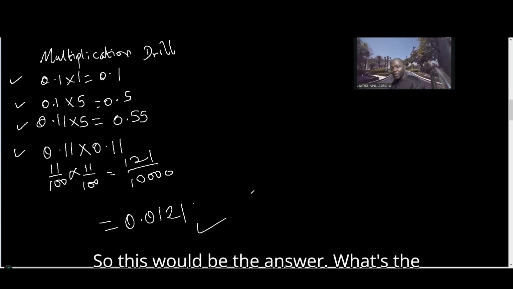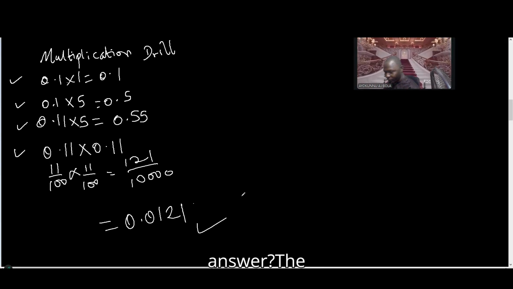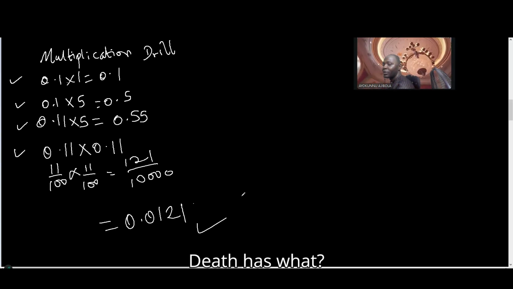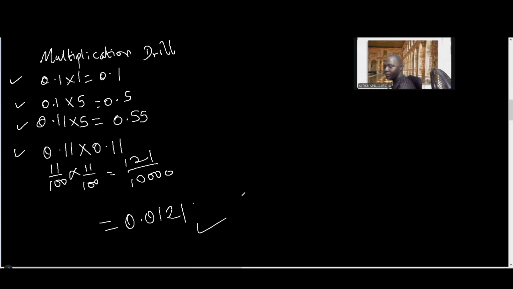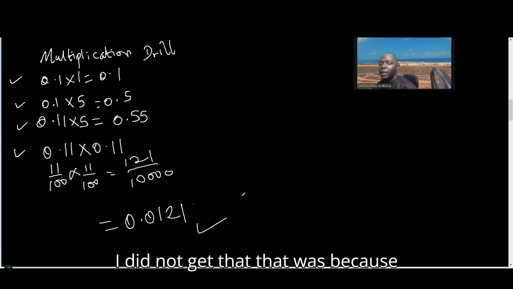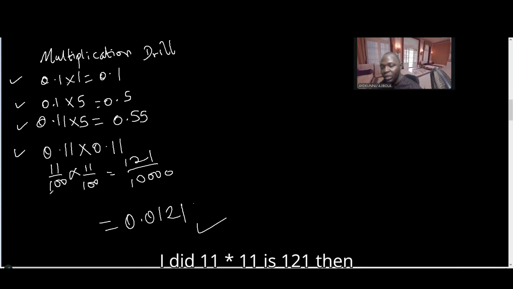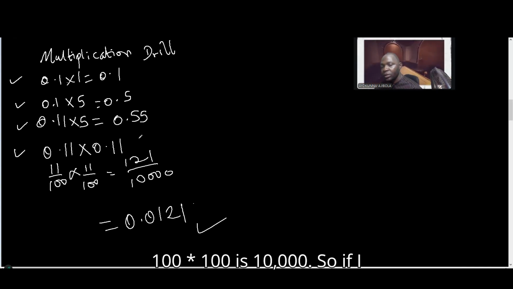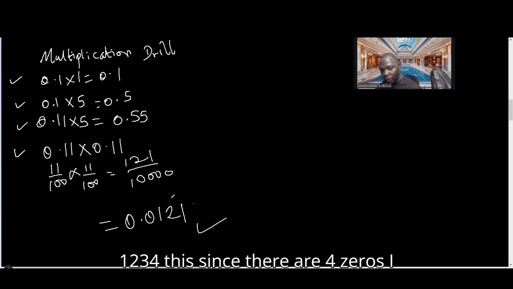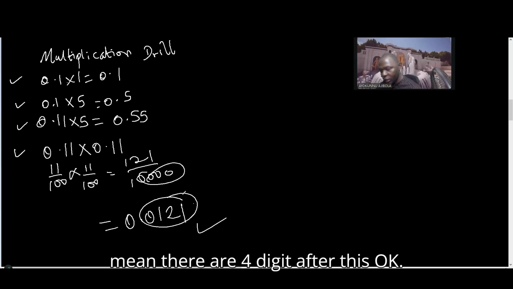So this will be the answer. What's the answer? 121. No. The answer is what? 0.0121. Yeah, how did I get that? That was because I did 11 times 11 is 121, then 100 times 100 is 10,000. So if I put it under it, then I can have 1, 2, 3, 4. Since there are 4 zeros, it means there are 4 digits after decimal, okay?